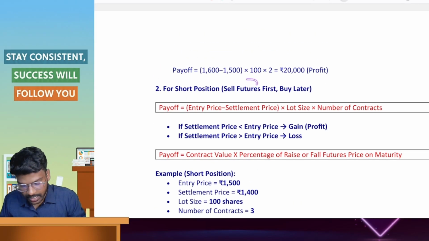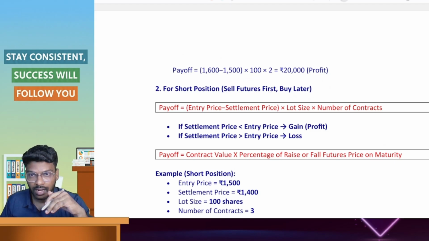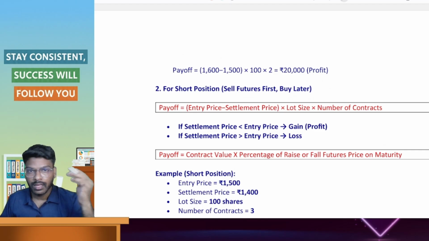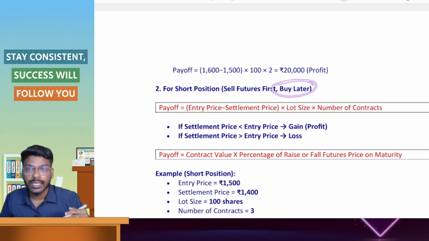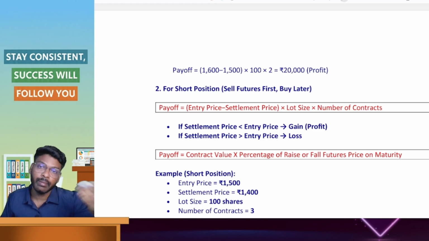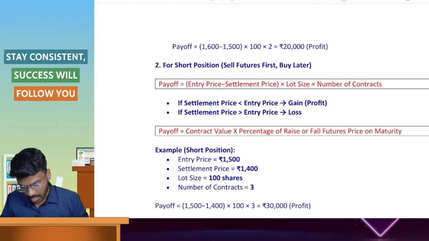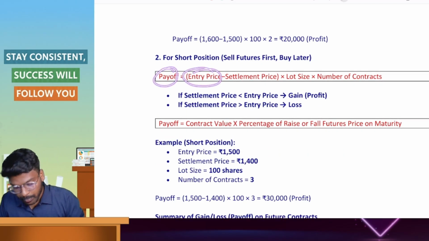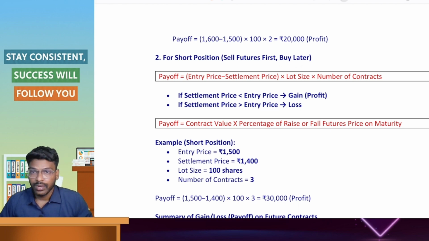He has the expectation that price will fall. If price falls, then he will get a gain. He will buy the shares at a future date and he will make the gain. Payoff can be entry price. In this scenario, entry price, that is cost. We have taken examples, profit equals sales minus cost.